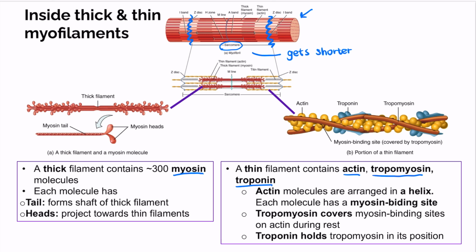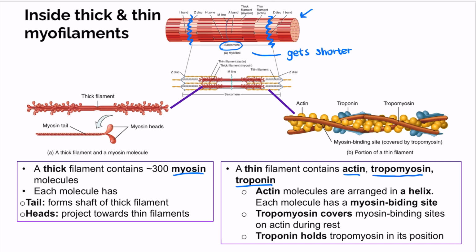So thick filaments are made out of myosin. I like to say that they look like golf clubs, and they look like a bunch of golf clubs just spun around each other. The part of the golf club that hits the ball is called the myosin head, whereas the handle would be considered the myosin tail.